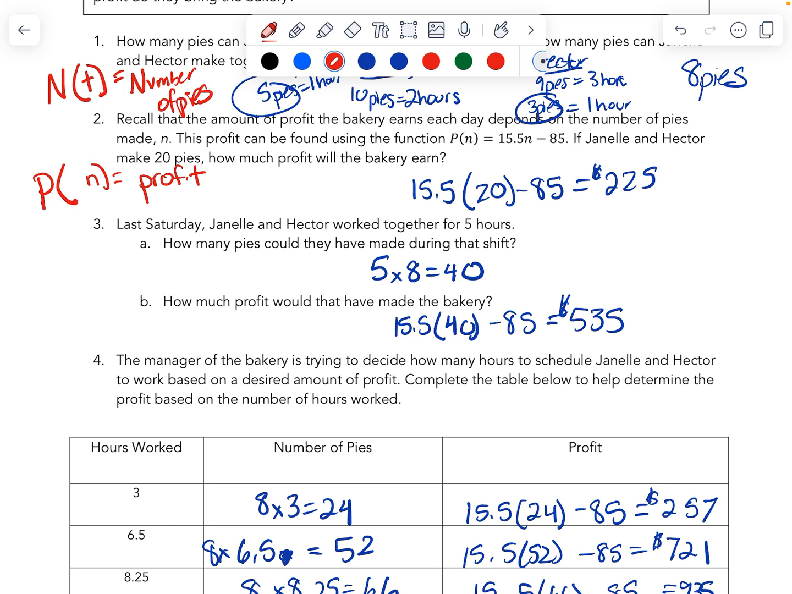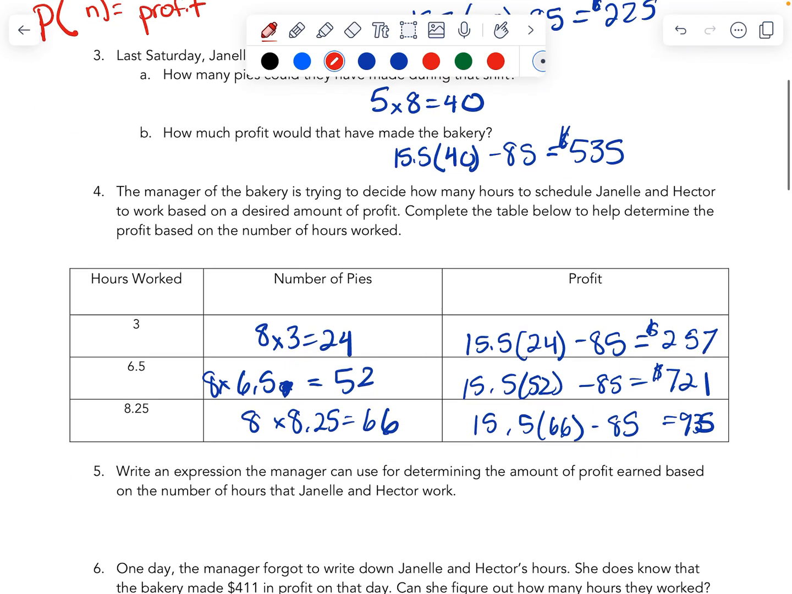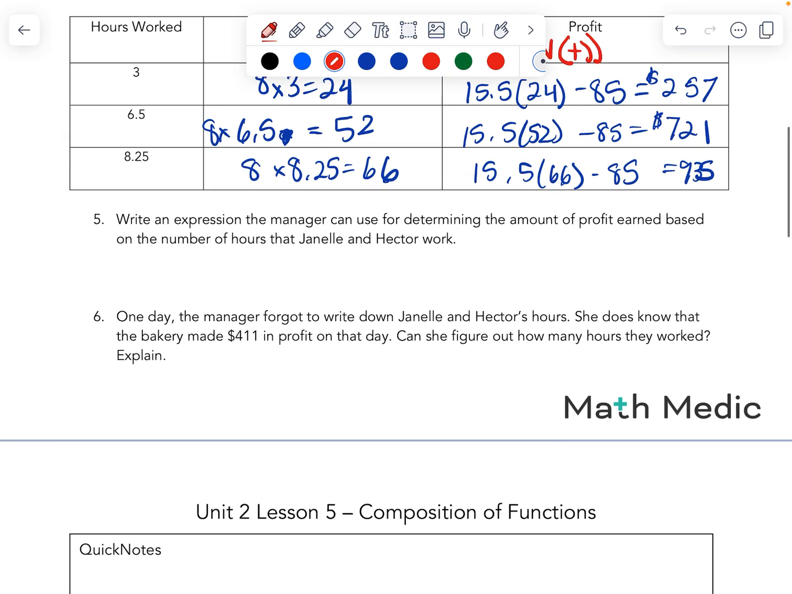Okay, so we have these two functions, their number of hours worked and their profit. So the number of pies, that is N of T. And then what did we do on this one? We took our profit equation and we added in our number of pies, right? So it's like we took one function and put it in another. So our profit equation, P of N of T, so our profit based on the number of pies, would be 15.5 times 8t minus 85. So we went from this being just an N to our total pies we made.